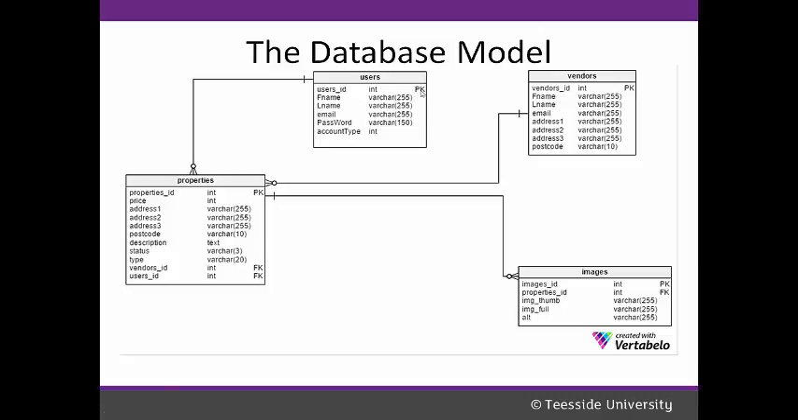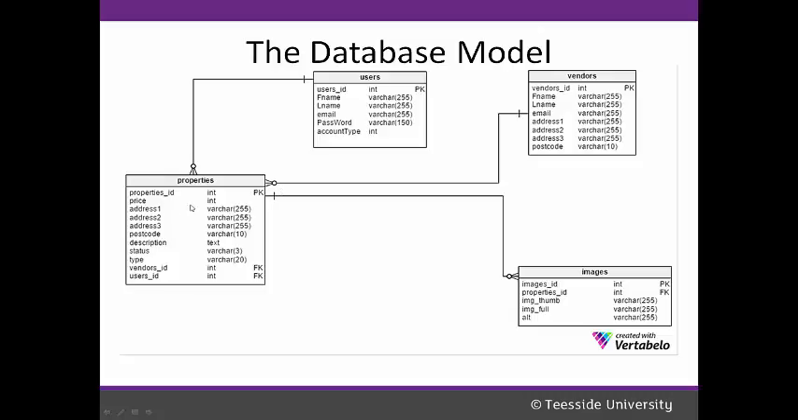We want to store the first name, the last name, the email, the password and account type as well. Everything except for account type is a varchar, and we can define the character length for that as well. So that's our users table.